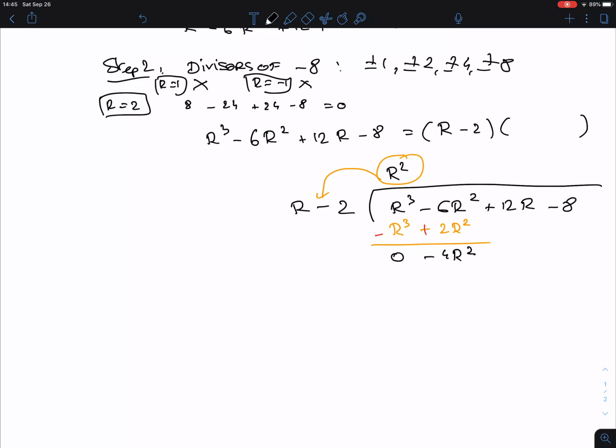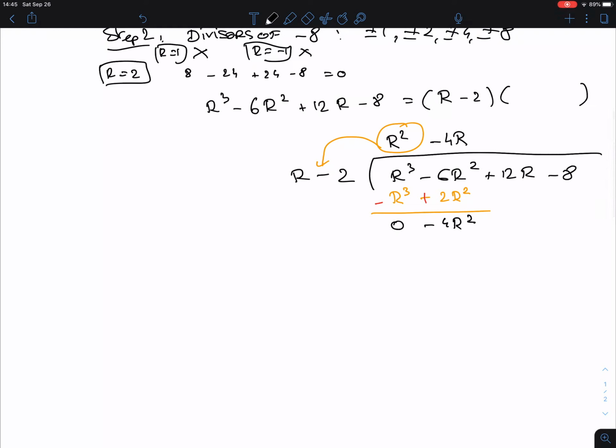And we repeat the process. Now the highest degree is this, so how many times does r go in there? Minus 4r times. So minus 4r squared. Again, we multiply minus 4r by this. That gives me minus 4r squared plus 8r.